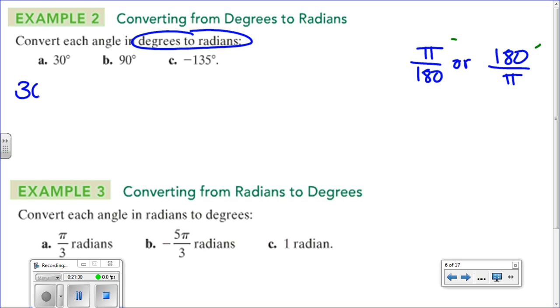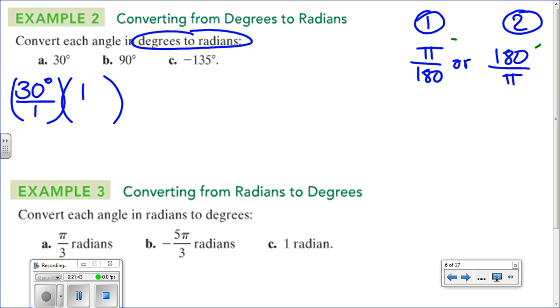So it will be 30 degrees. Remember, this is divided by 1 because it's an integer. Multiplied by the unit conversion factor, number 1 or number 2? Number 1, because we want pi to stay on top. Here, the degrees, the units cancel. And so we have 30 pi over 180.